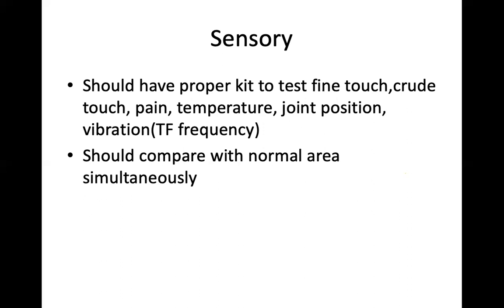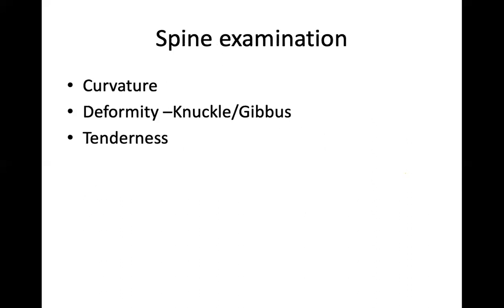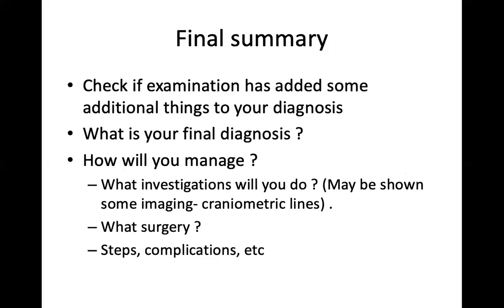Any tuning fork doesn't work for vibration. There is a particular frequency, just as for hearing testing there is a particular frequency. You should have everything in the kit and should compare with normal areas simultaneously. And lastly, the local spine examination is also important, and you should comment on the curvature, deformity, tenderness, everything at the end. So the final summary has to include if the examination has added some additional things to your diagnosis, and they will ask what is your final diagnosis after this examination.